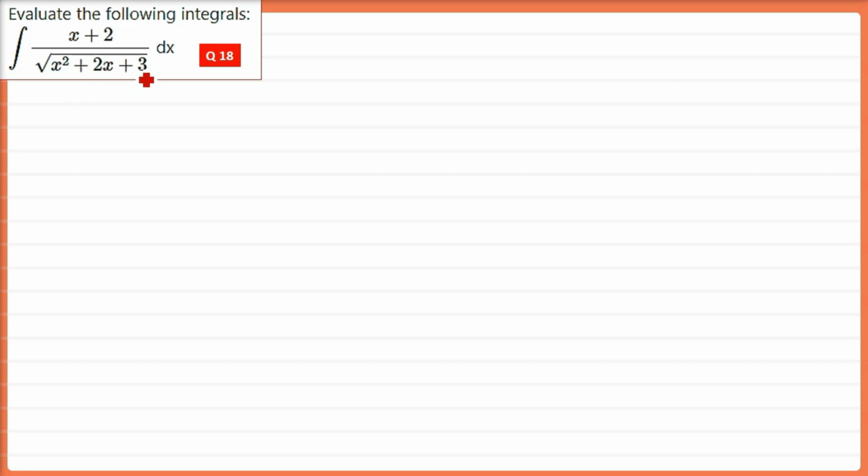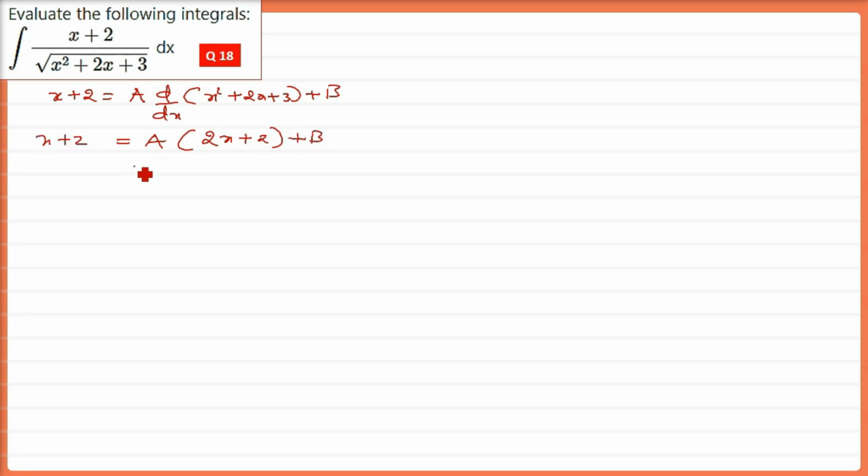You already know x square plus 2x plus 3 is to be differentiated. It has to be represented in the form of x plus 2. So x plus 2 is A into d by dx of this x square plus 2x plus 3, plus a capital B. What is the differentiation here? x square gives 2x, plus 2, and then B. This is x plus 2. Same thing we are doing. We are multiplying it now. So 2Ax plus 2A plus B. This is equal to x plus 2.